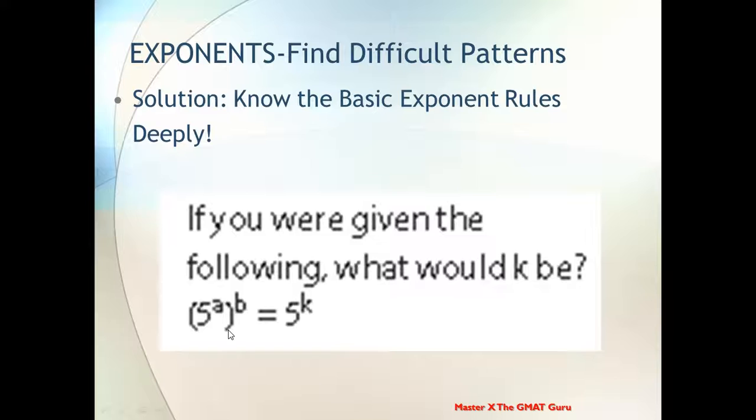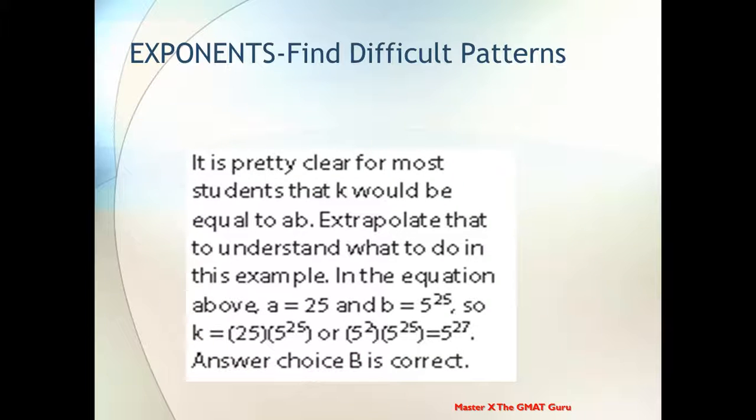So 5 to the power of a and all to the power of b is equal to 5 to the k. What should k be? It should be a times b, right? It's pretty clear for most students that k in this case would be equal to a times b, because that's what you do. You multiply exponents in this case.